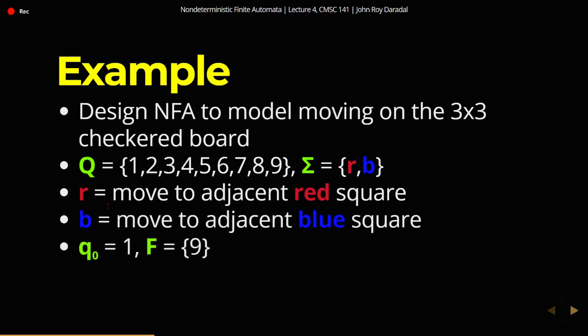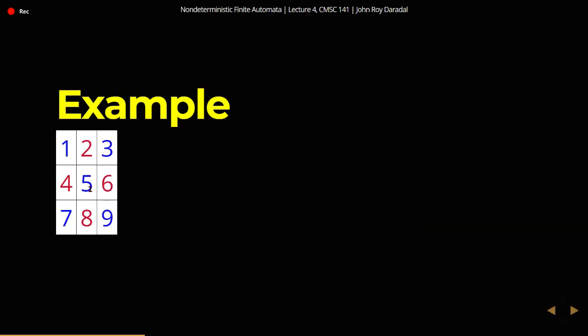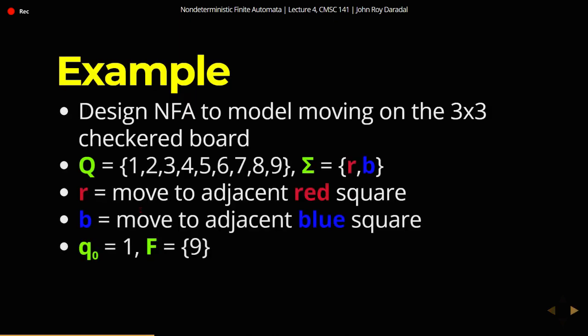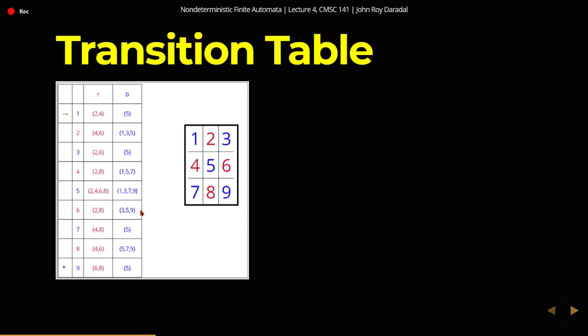We start at state 1, and our goal is to end up in state 9. So we start here in 1, and our goal is to end up in 9. And given color transitions like red and blue, can we reach our goal state? Okay, so that is what we'll model.